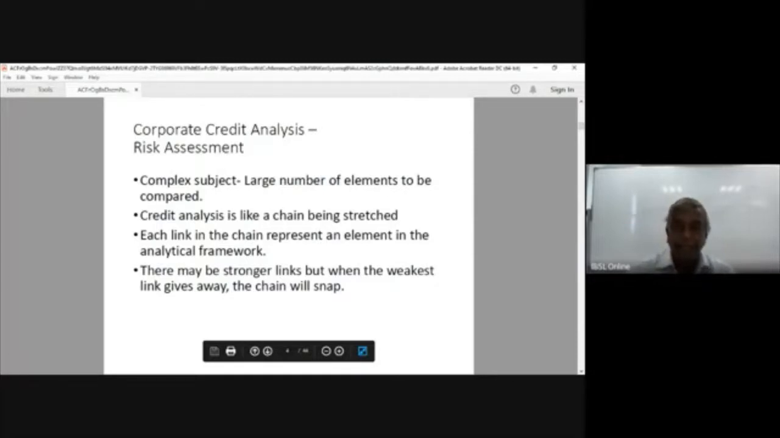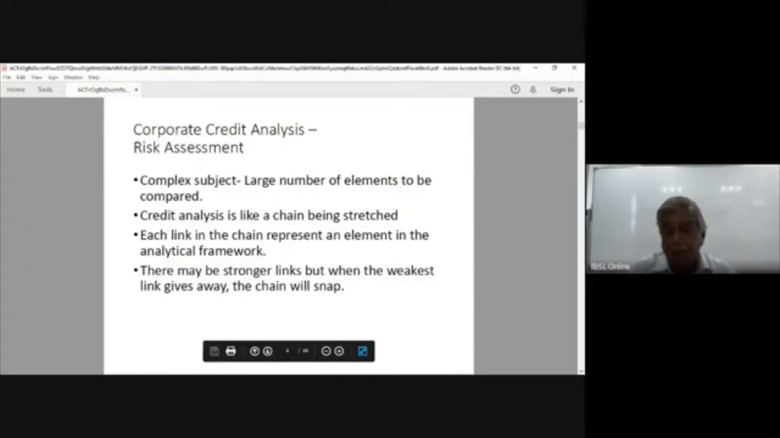So appraisal is an important thing. When we say appraisal, it is risk assessment of the business. For any business, even small and medium scale businesses, risk assessment is an important thing. It comes from the credit proposal itself. Right. Now we go to corporate credit analysis. This is really the risk assessment. It's a complex subject.